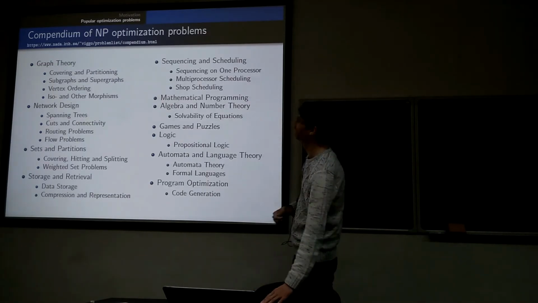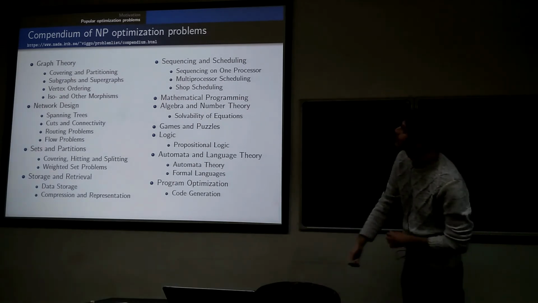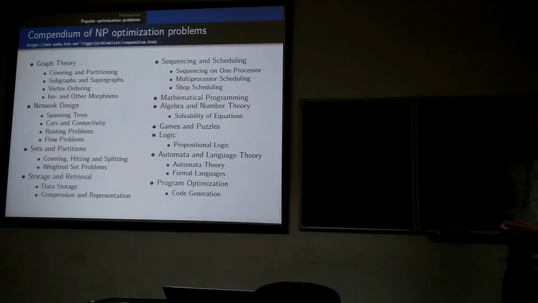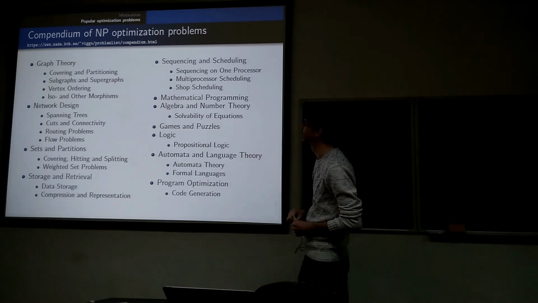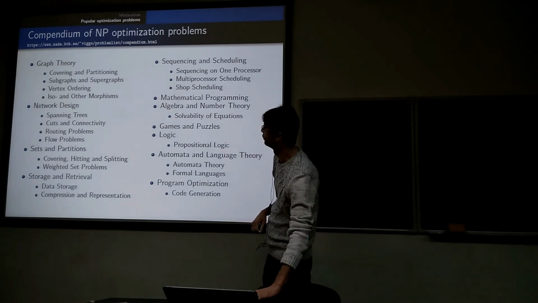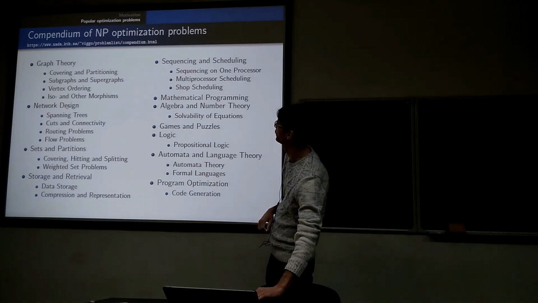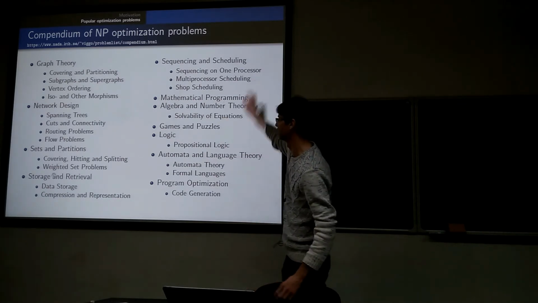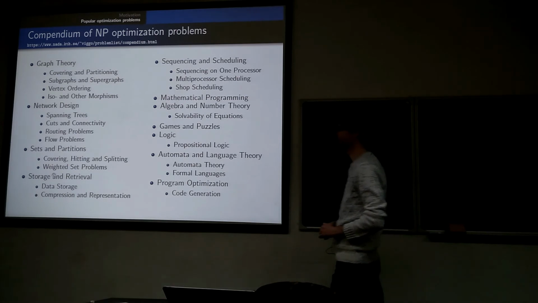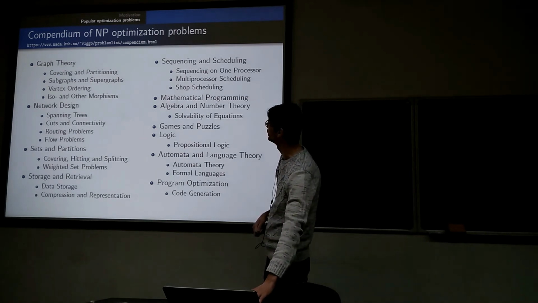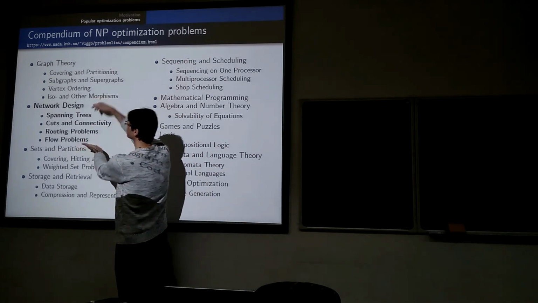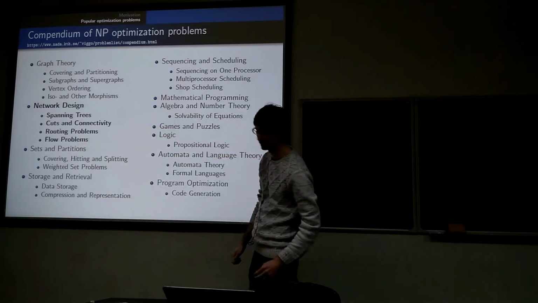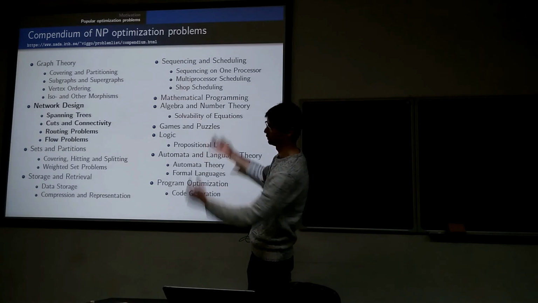There is even something like a compendium of NP optimization problems. So it's like a classification, and we have some groups like problems with graph theory, network design, set of partitions, and so on. So it's like a general classification of all optimization problems. And you can zoom in, look closer at some category like network design.